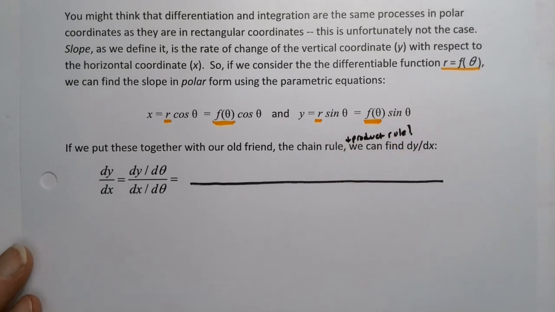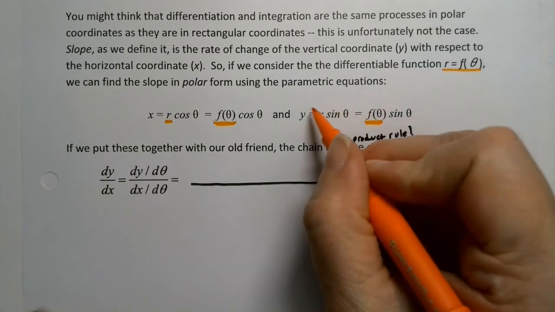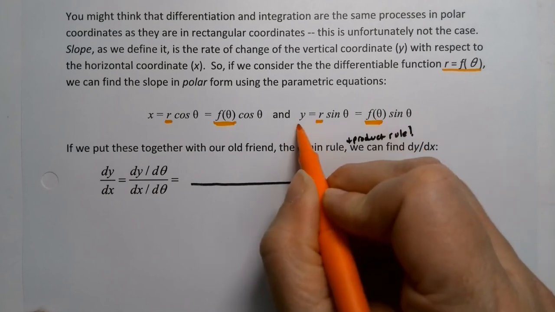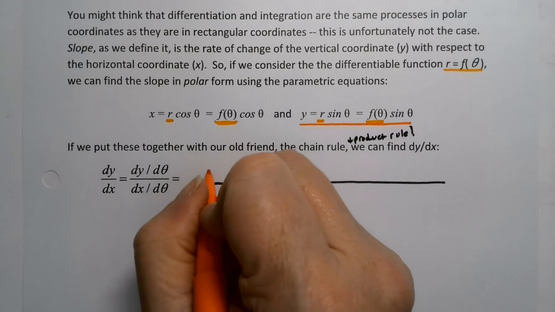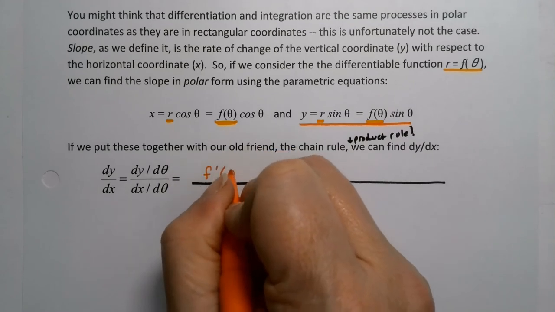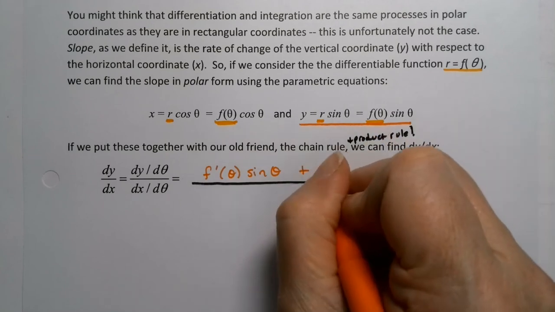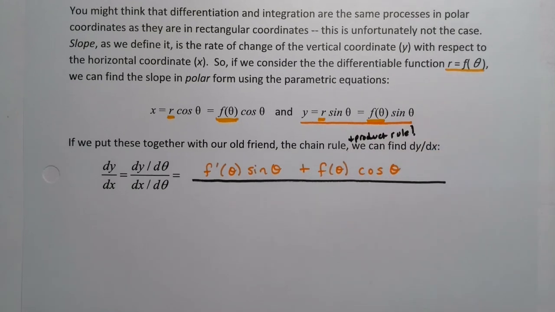Right? Product rule. So let's see here. Let me do the y part. I want dy/d theta right here. If I'm going to take the derivative of this, I would take the derivative of f of theta, which is f prime of theta, leave the sine of theta alone, plus, then leave the f of theta alone, times the cosine theta. And the chain rule, by the way, is this part over here. That's where the chain rule is coming in.